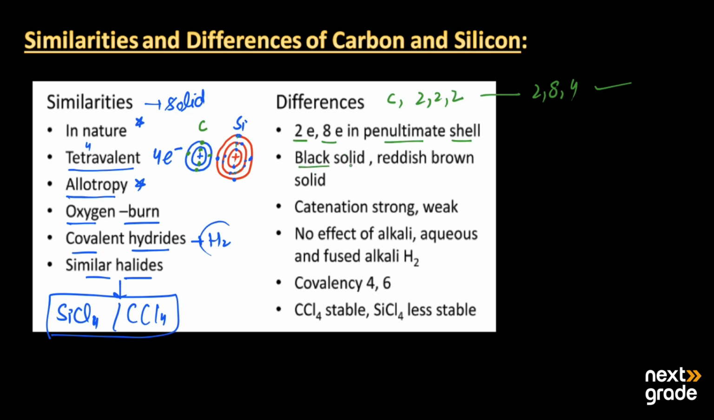Then one is a black solid and the other is a reddish brown solid. Then catenation in carbon is strong, and the catenation process in silicon is weak. Carbon has no effect from alkali, aqueous and fused alkali in the presence of hydrogen, but silicon does. Then we have covalency. One can make four bonds, the other can make six bonds. On the other hand, for chlorides, or halides, CCl4 is stable, but silicon chloride is less stable. So these are some differences between carbon and silicon.